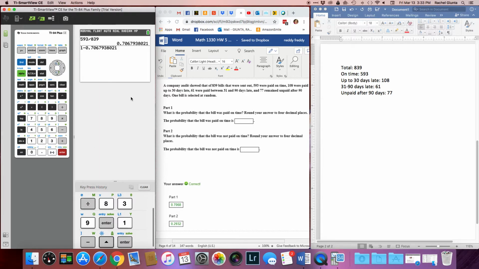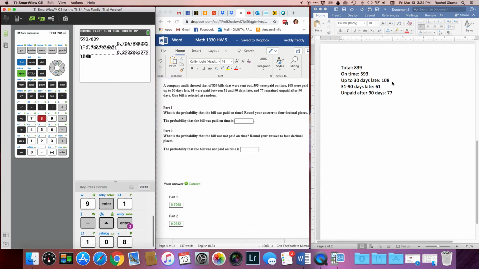So 1 minus the probability of the bill being paid on time equals the probability that a bill was not paid on time. So that's the quickest way to get to this answer if you recognize that one that you've already answered, like this one up here, that what you want is the opposite of that or the complement of that. So that's 0.2932. And if you're not tracking me and you just want to add up all the late bills and divide it by the total, you can do that too.